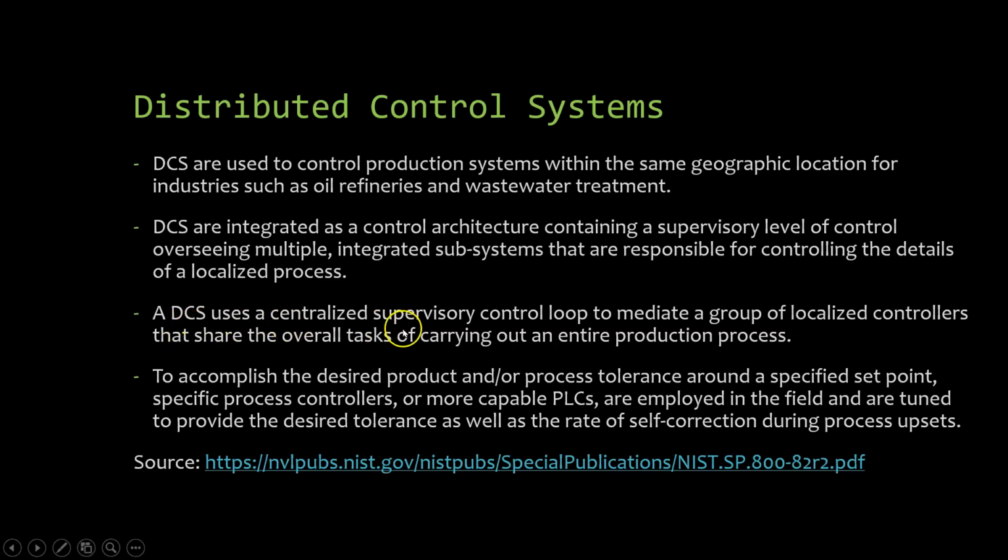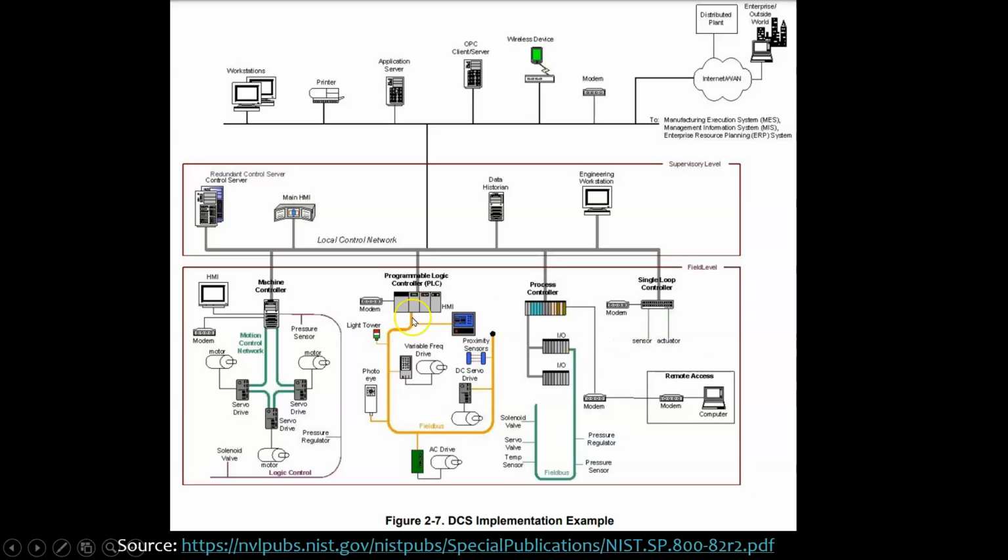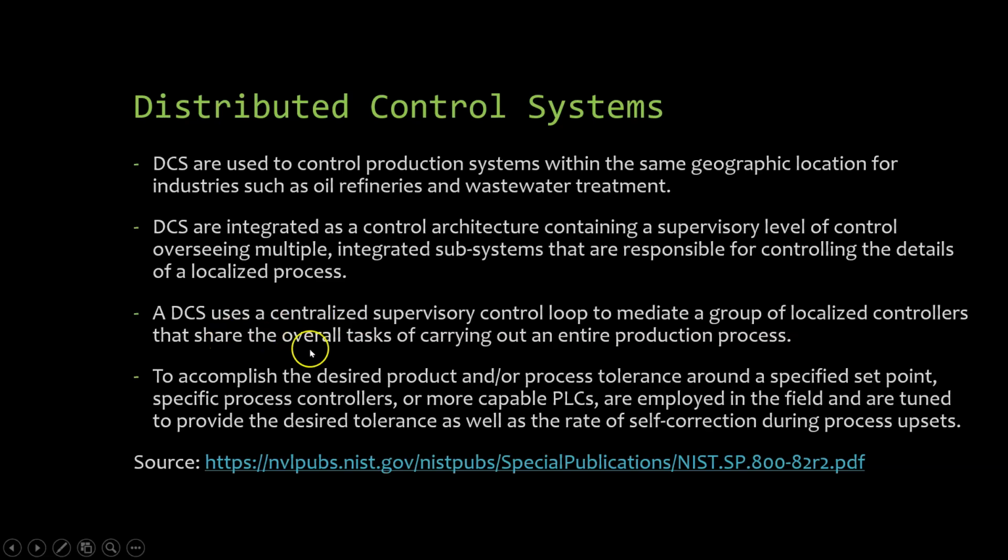A DCS uses a centralized supervisory control loop to mediate a group of localized controllers. Here the controllers, we mean the BLCs, share the overall tasks of carrying out an entire production process to accomplish the desired product and/or process tolerance around a specific set point. Specific process controllers or more capable BLCs are employed in the field and are tuned to provide the desired tolerance as well as the rate of self-correction during process upsets.